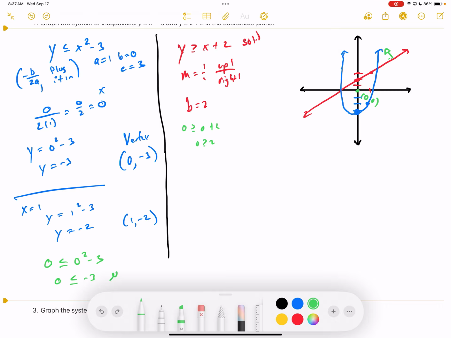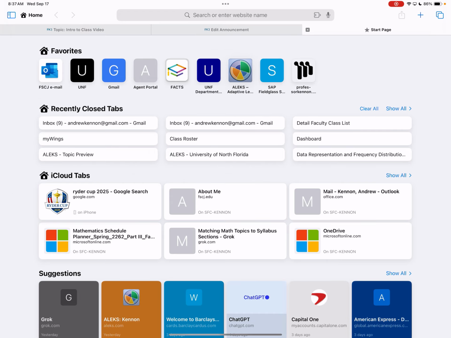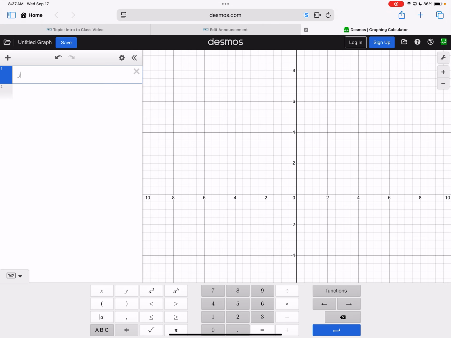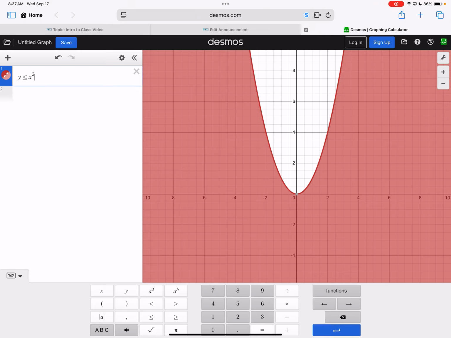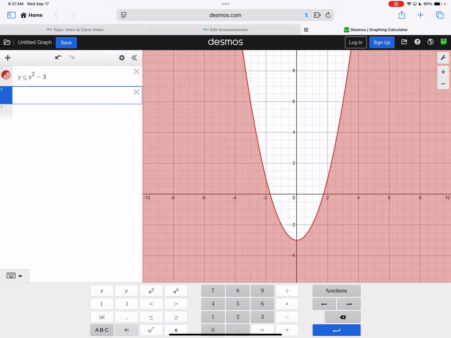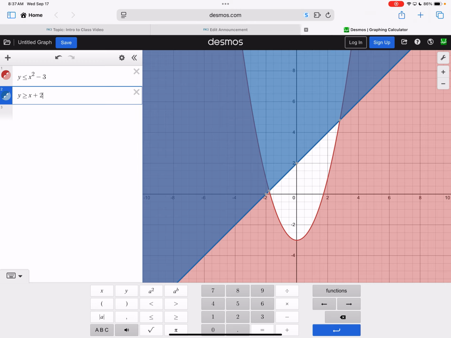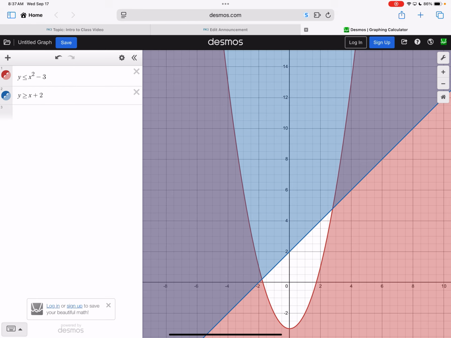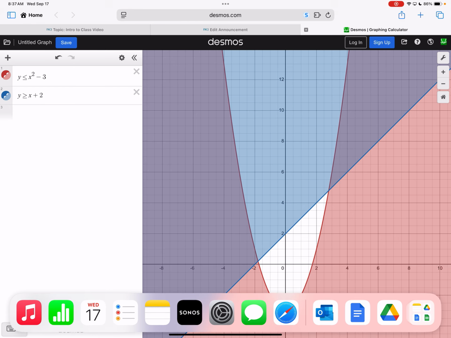That seems like too much shading. You know what we can always do? You can't do this on the test, obviously, and it wouldn't be good to do it all the time. But you can always check your answer real quick. What was it? Y is less than or equal to... What was the other one? Y greater than or equal to x plus 2. Yeah. So you can see where the intersection is. I was just double checking my work there.